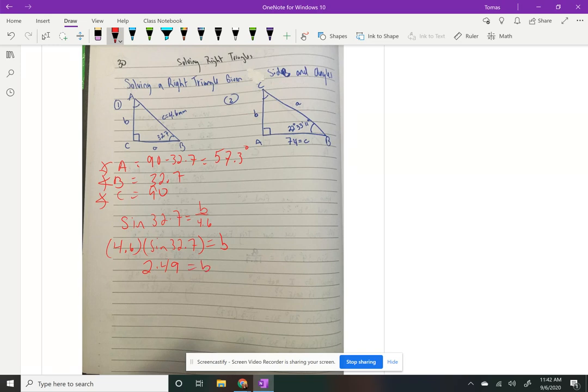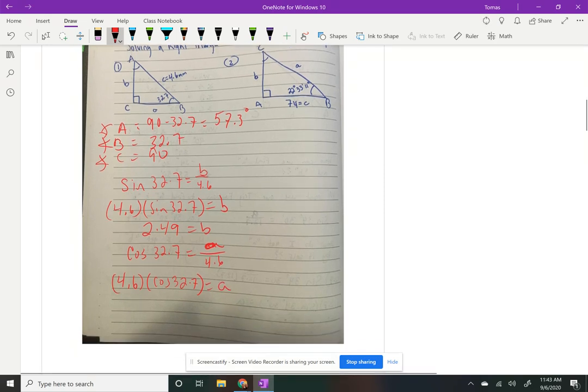Okay. And the process is going to be the same, but now I'm going to do cosine. So I'm going to do cosine of 32.7, which would be A over 4.6. And then I do the same process. I put it on this side. And I need you guys to be very good at this because on your homeworks, you're going to get a problem like this, okay? So 4.6 times cosine of 32.7, and I get 3.87 equals A.